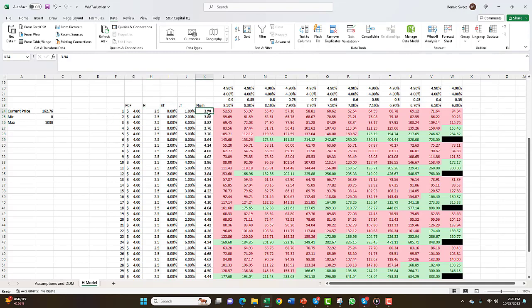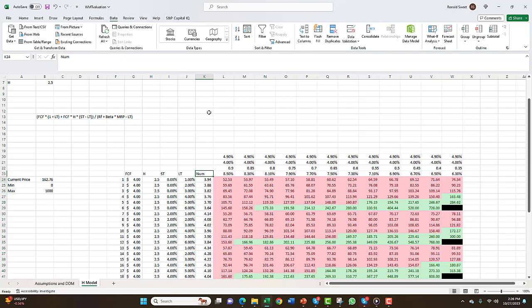And then what I did is I did the formula for the numerator, which, if you remember, is the cash flow, whether you're using free cash flow or the dividend, times 1 plus the long-term growth, plus the cash flow times the H times short-term growth minus long-term. And that gives me my cash flows. I copy those down. And then the next one, I'm not actually using a data table that I showed you. Instead, I'm doing a formula.